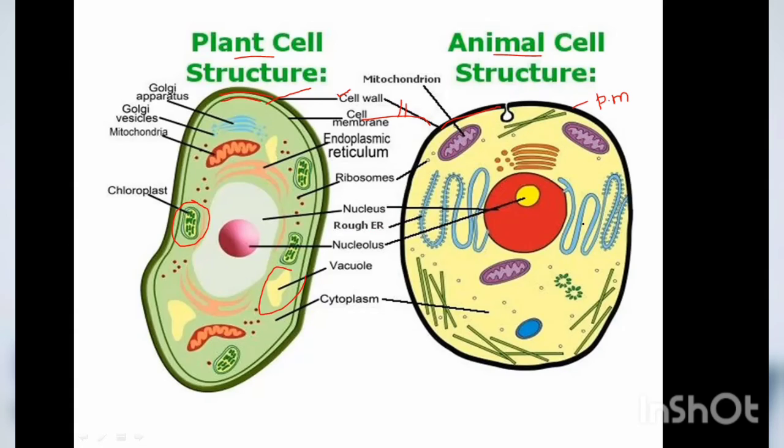So the three major differences: one, the plant cell has a cell wall which gives a rigid structure to the plant cell. Then the plastids, chloroplasts, which are present only in the plant cell. And the other is the vacuole, which in the plant cell is much larger compared to the vacuole in the animal cell. Those are the three major differences.